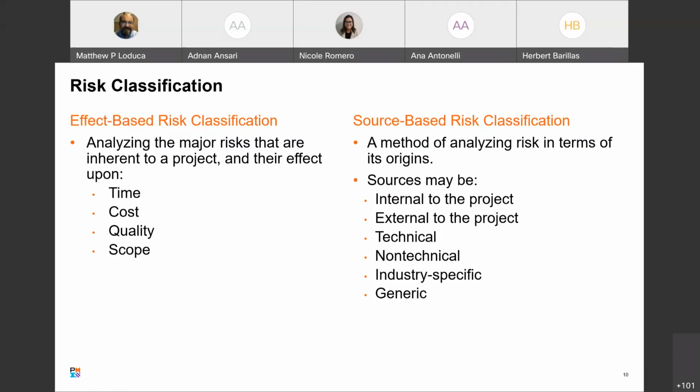The source-based risk classification is a little different. It's kind of sort of the opposite. It's not what's affected, it's what can affect the risk. So is it internal to the project? Is it labor is my risk? Am I worried about strikes or this, that, or the other? Those are source-based risks. They will affect time, cost, quality, scope kind of thing, but we're categorizing them by the source of the risk and not the outcome of that risk. So we'll see those different. These are 2 different ways you can do this, and in some cases you may actually have them both.